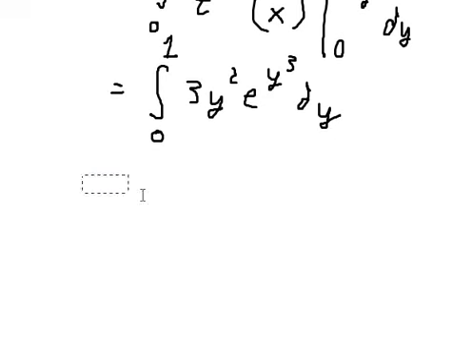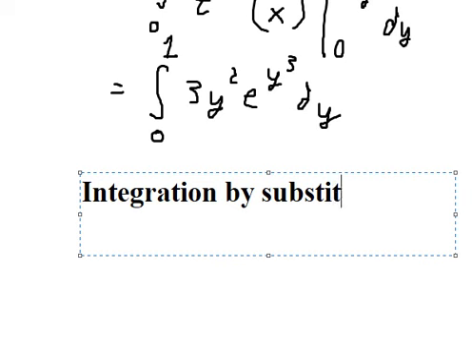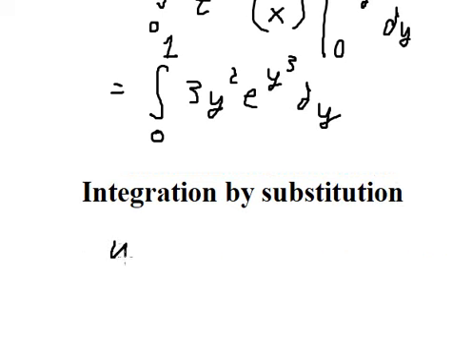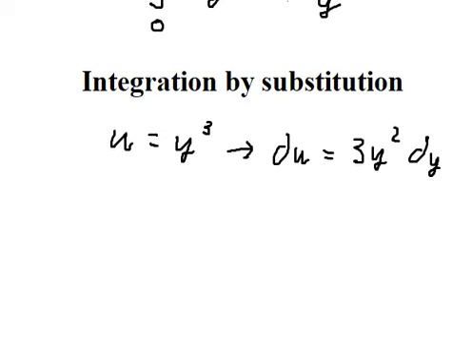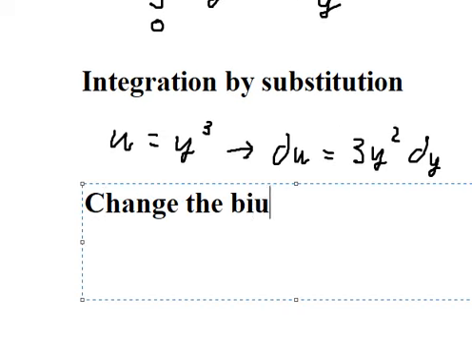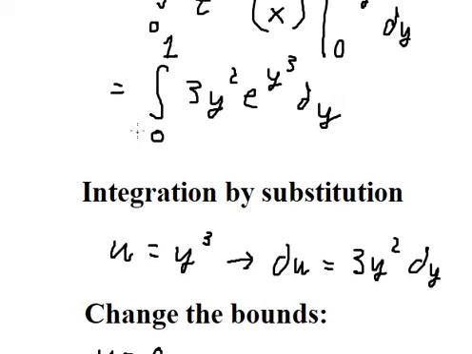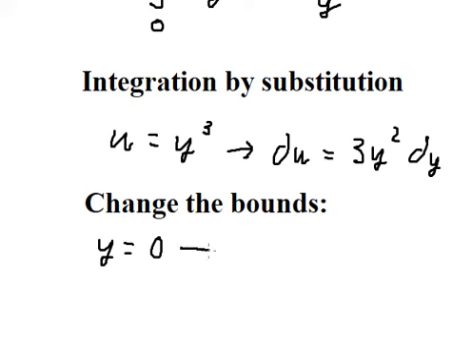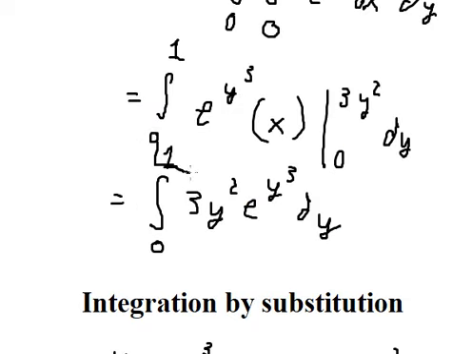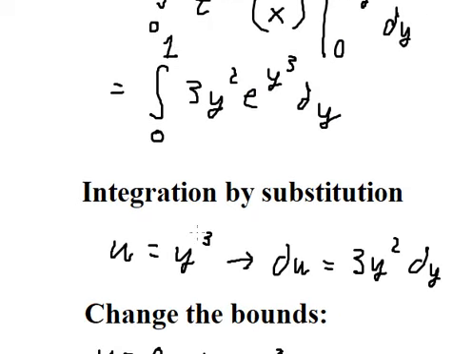The next one, we need to use integration by substitution. So I will put u equal to y to the power of 3. If we first take the derivative for both sides, we have du equal to 3y squared dy. Later we need to change the bounds. So when y equals 0, I will put 0 here to find the value of u. So u equals 0. When y equals 1, I will put 1 here, so u equals 1.